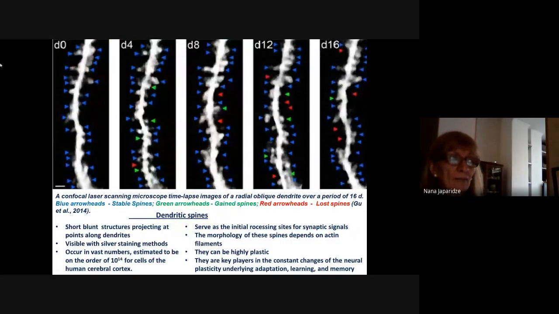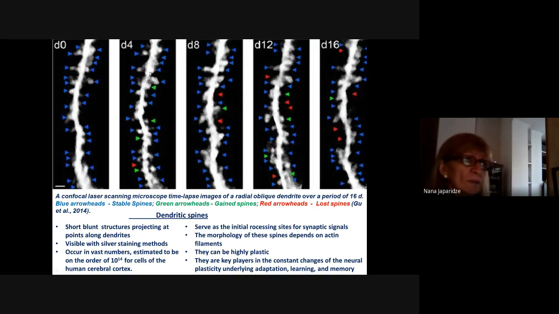And here is demonstrated the motility, flexibility, or dynamic structure of the dendritic spine. This is confocal scanning microscopy, and during several days these images were captured. And you see here the blue arrowheads, which indicate the stable population of the spines, which is represented during this whole imaging process.